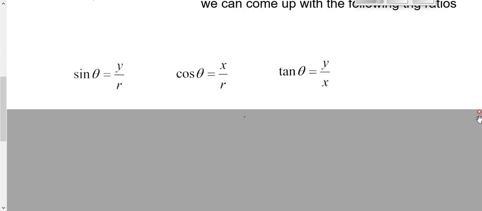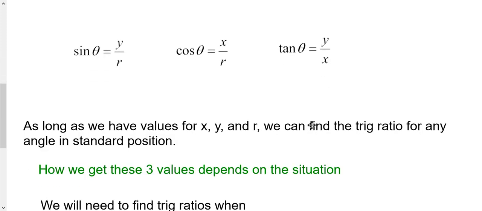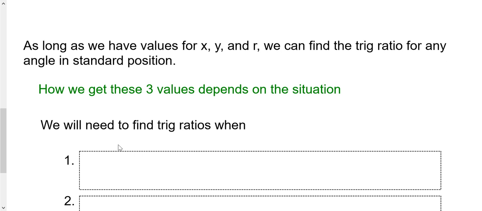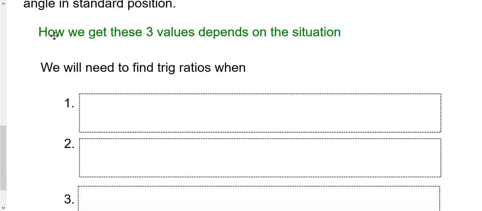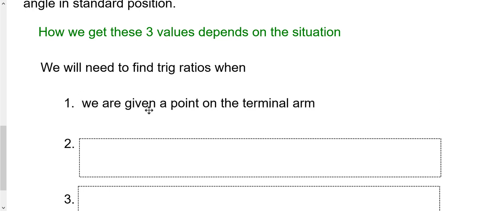Alright, so let's keep going. As long as we have the values for x, y, and r, this is the length of the hypotenuse, the longer side, we can find the trig ratios for any angle in standard position. Okay, so how we get these three values depends on the situation. I'll just briefly go over the notes, then after this we'll work out examples and it will make more sense.